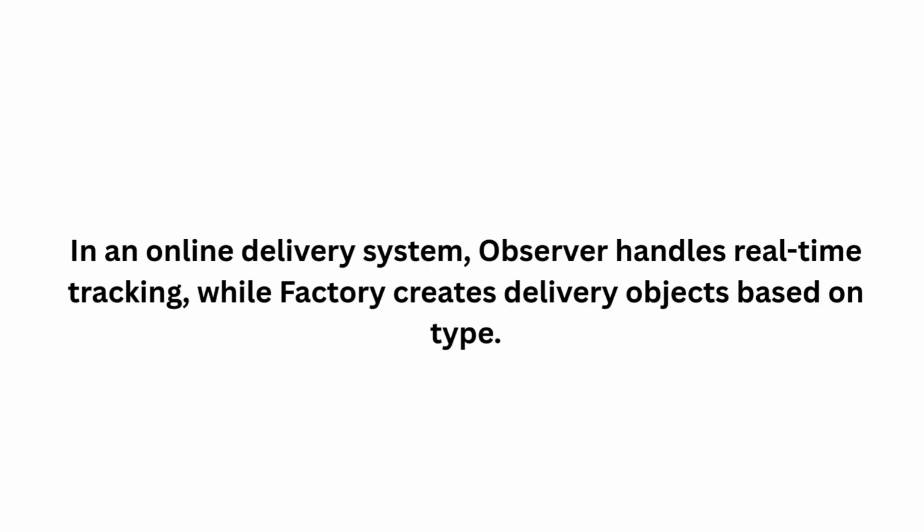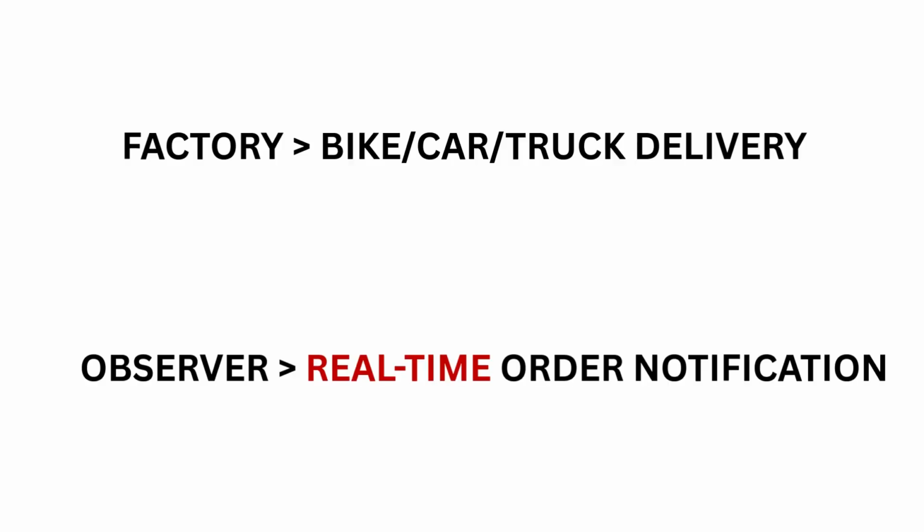So here we are at applied analysis. In an online delivery system, observer can handle real-time tracking notifications. Factory can create delivery objects like car, bike, or truck depending on the package and location. This is how patterns solve real problems.